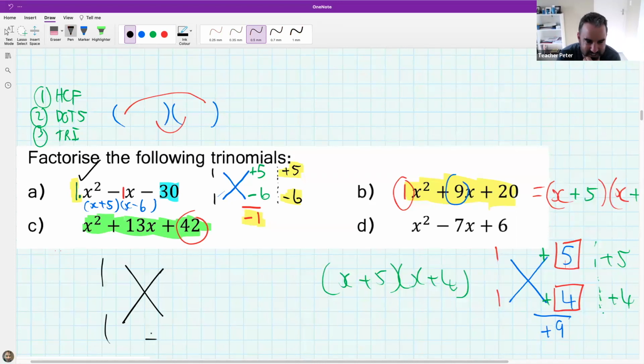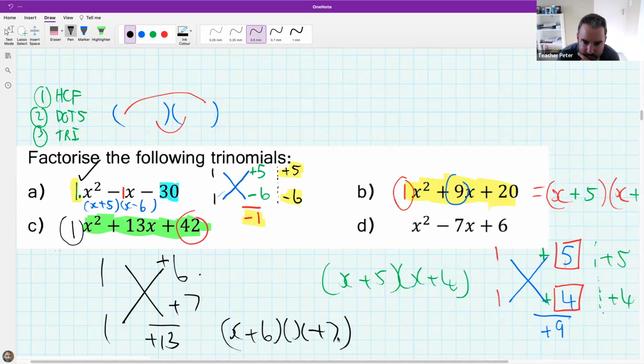The team is getting moving. I can feel it. So plus 13 for this, 1 and 1 for that, and then we can say 6 and 7, and we're going to say plus and plus. And then we are going to read off. So it's going to be x plus 6 times x plus 7.